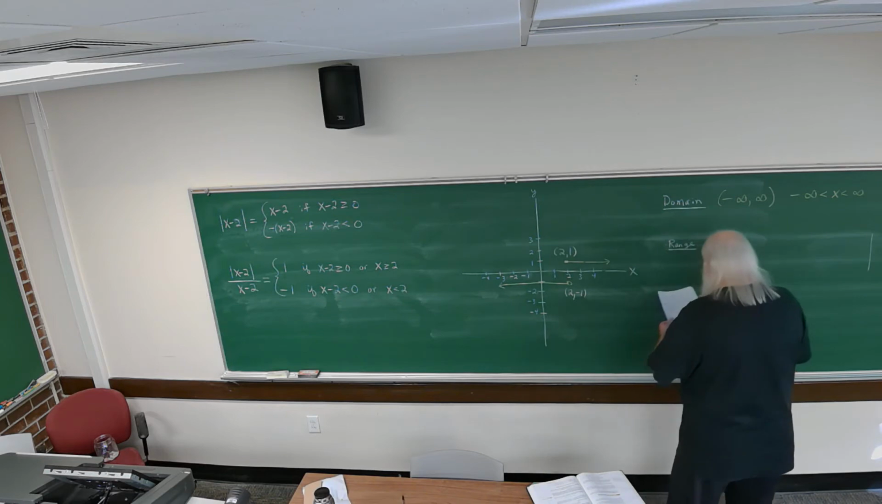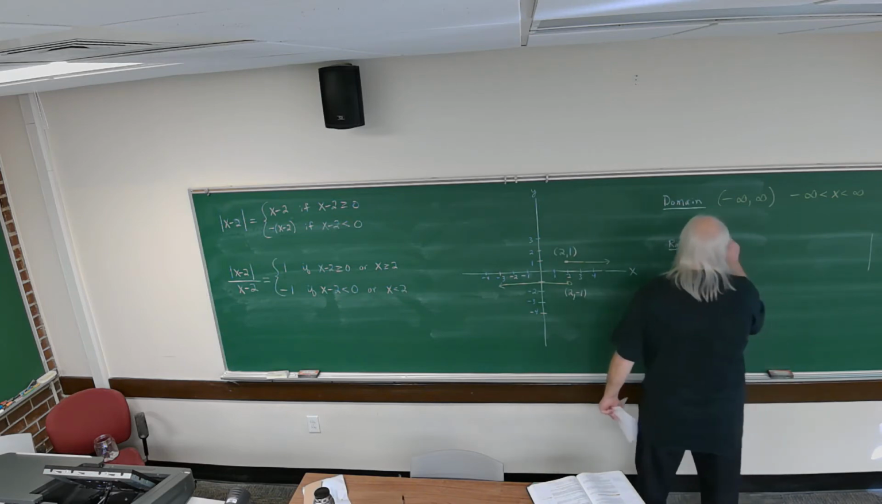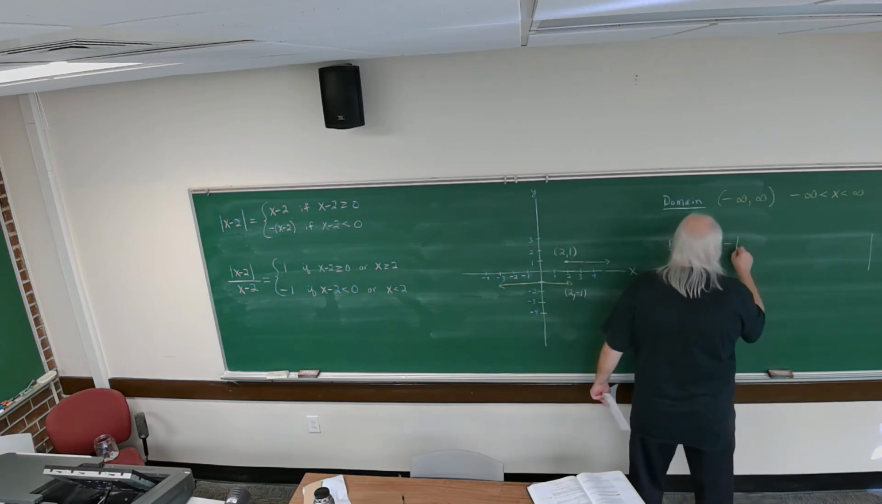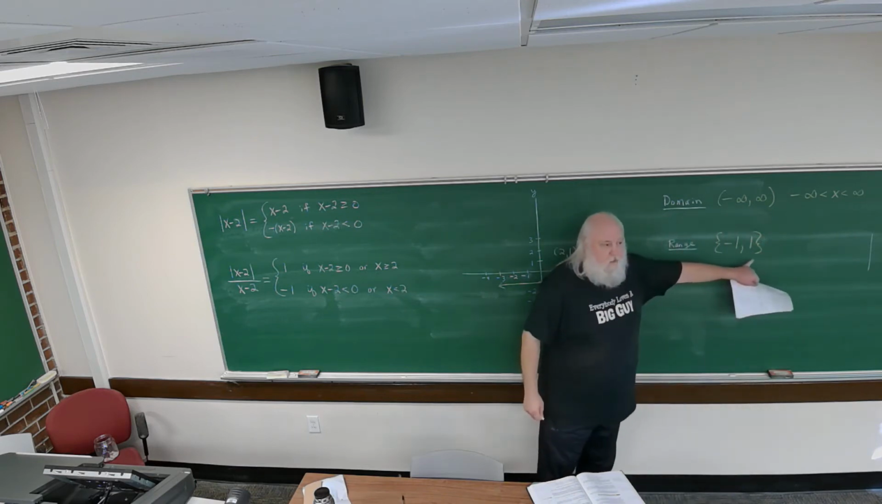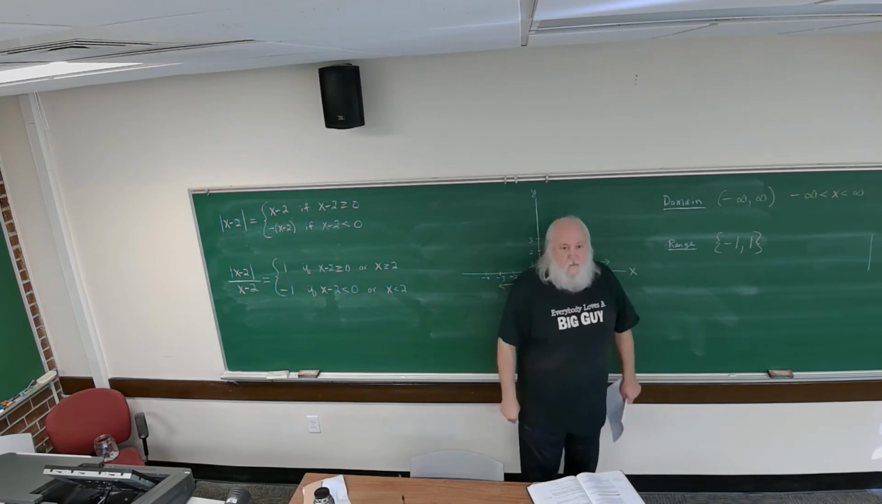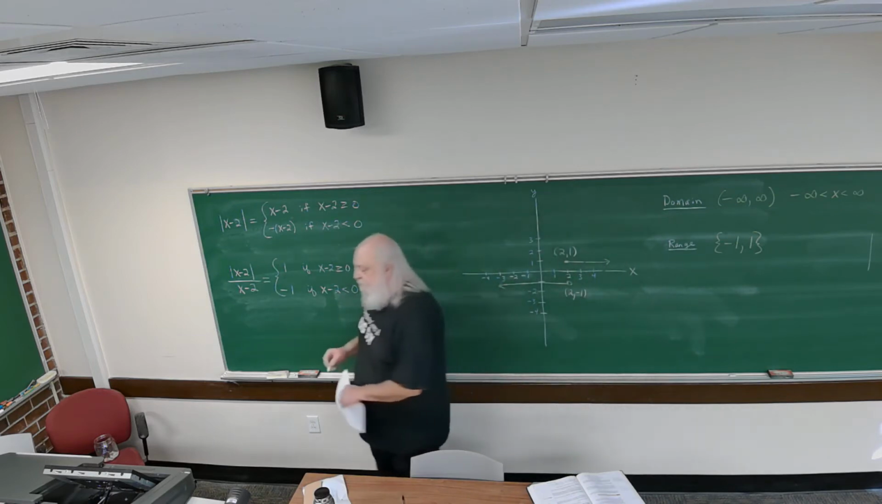And so the range is actually a set of two numbers, minus 1 and 1, right? So here we're using braces. We have a set with two numbers in it. That is the range.